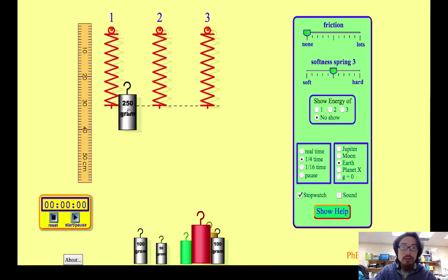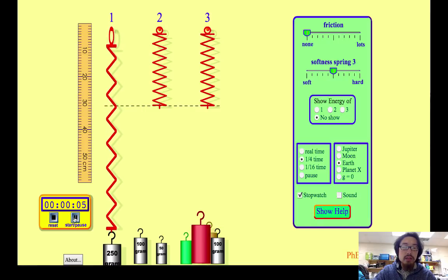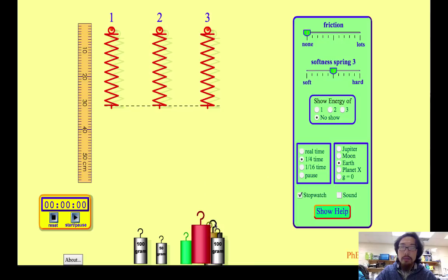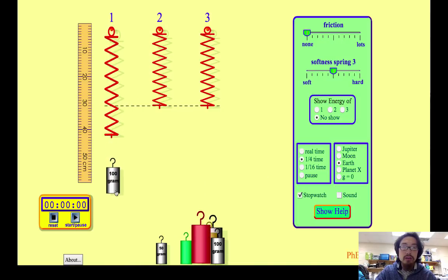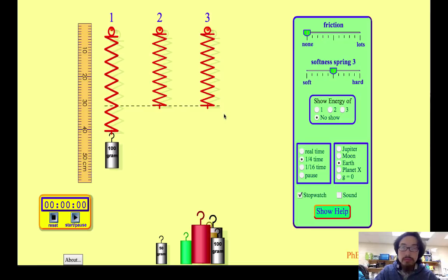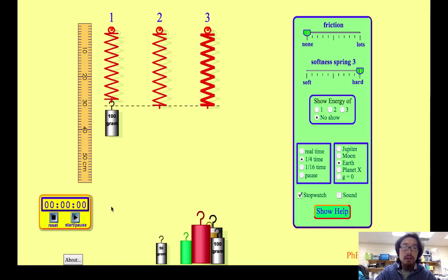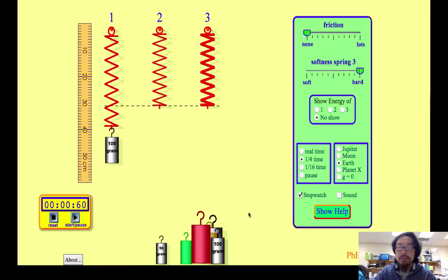But if I were to increase the mass, I think I started a little too soon. All right, so we can see how it changes it. And let's add the 100 gram one. We're going to pull it down to about 40 here. All right, let's change the spring constant. If the spring is hard, so we increase the K, we can see how that affects the period.